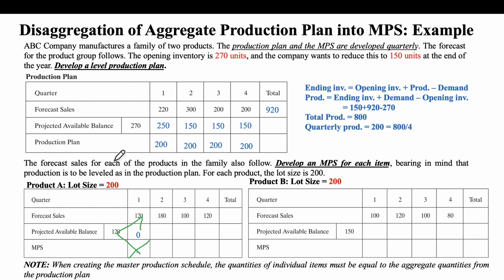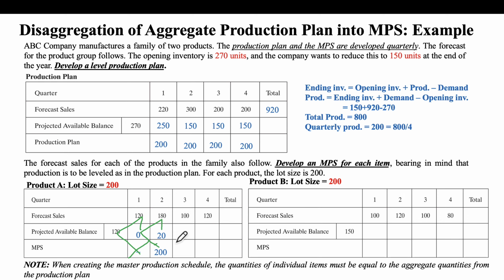How much production can we do? Our lot size is 200, which means we can only produce 200. Here, we will be producing 200 units. And with that, our projected available balance here becomes 200 plus 0 is equal to 200 minus 180 is equal to 20. Now, is this 20 sufficient to meet the demand for 100?